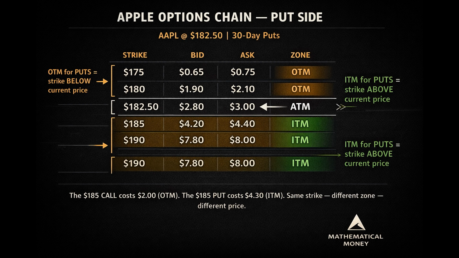The $185 call costs about $2, and the $185 put costs about $4.30. Same strike, same expiry, different price, because the relationship to the current stock price is different for each side. In-the-money options cost more than out-of-the-money ones, regardless of whether they are calls or puts.